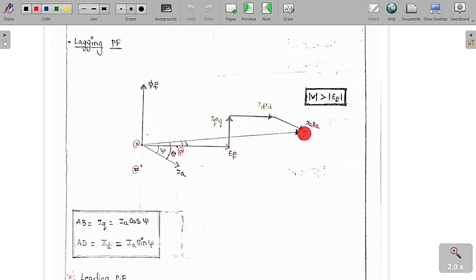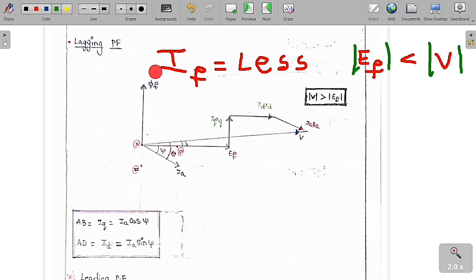If you add all these three vectors, we get the resultant voltage V. We can see clearly from this phasor diagram that the value of V is always greater than the value of EF, because for a lagging power factor the field current is very low. So EF is always less than the terminal voltage. Whenever the field current is low, it is called under excitation, and the synchronous motor then operates at a lagging power factor.